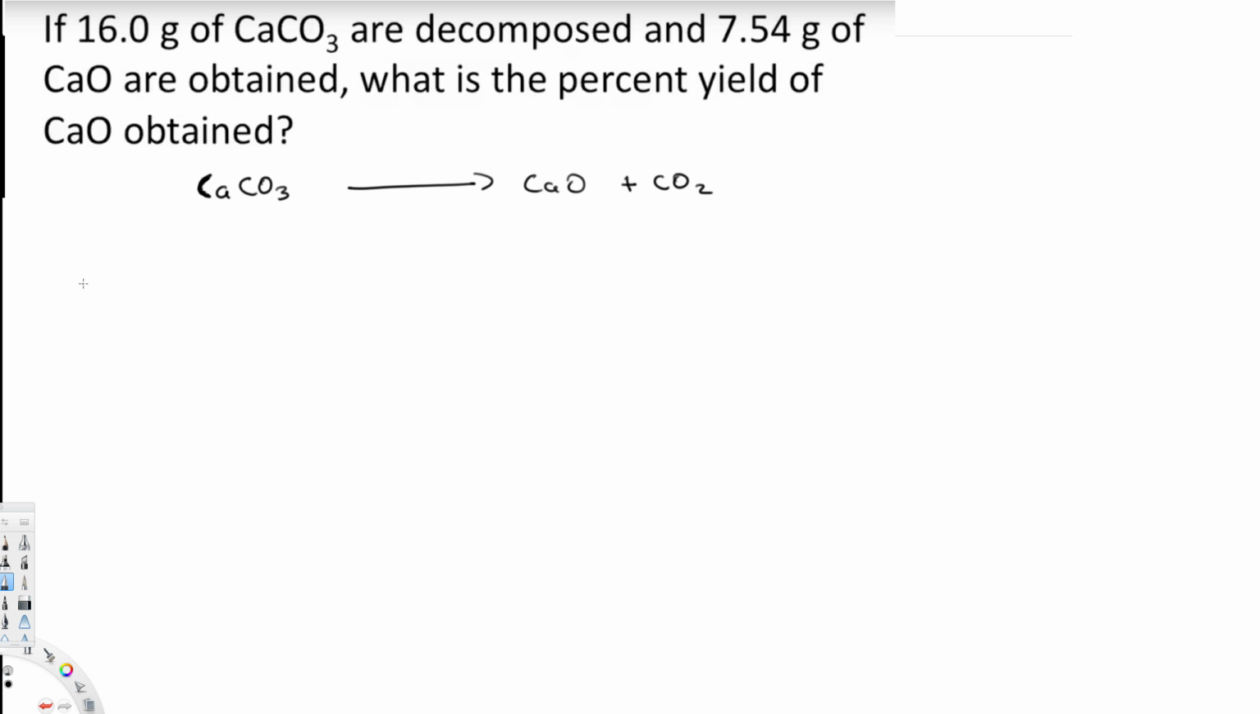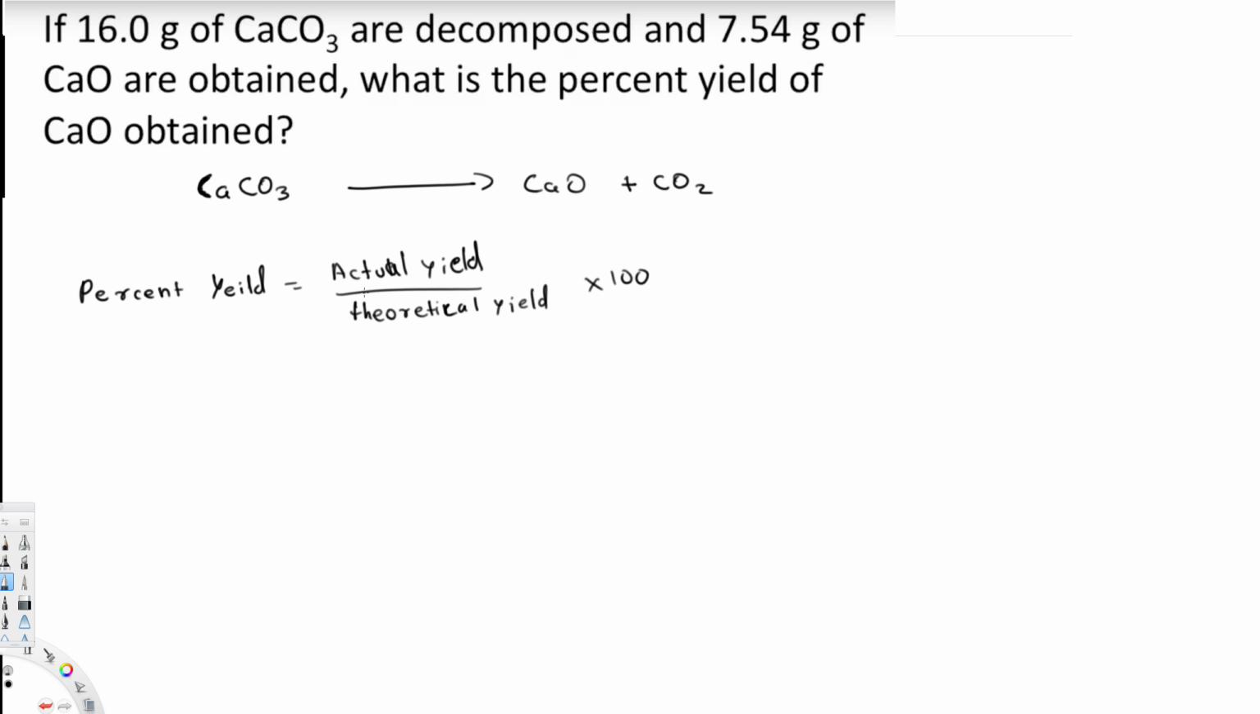Then we have to know what equation we are going to use to find the percentage yield, right? So percentage yield is actual yield divided by theoretical yield, and then multiply by 100. So this is how we calculate the percentage yield, right?